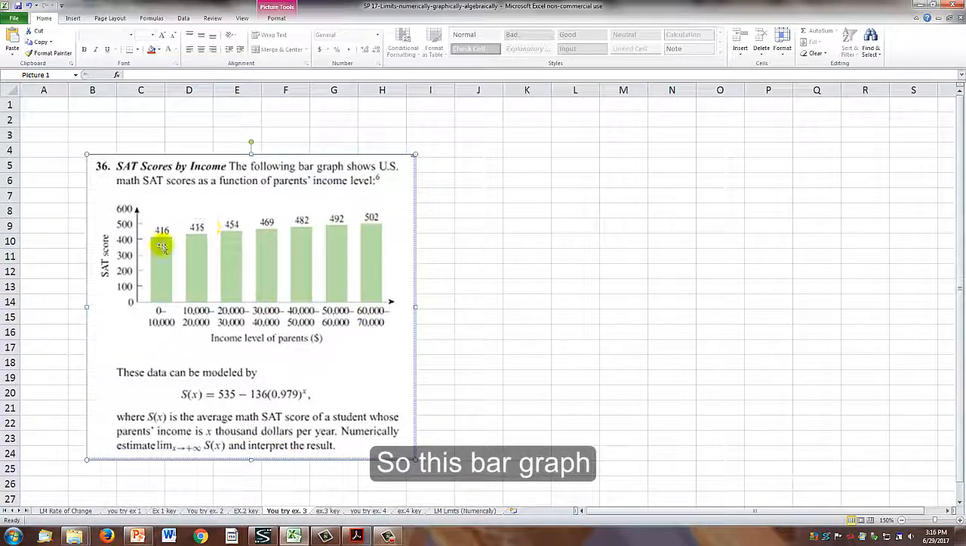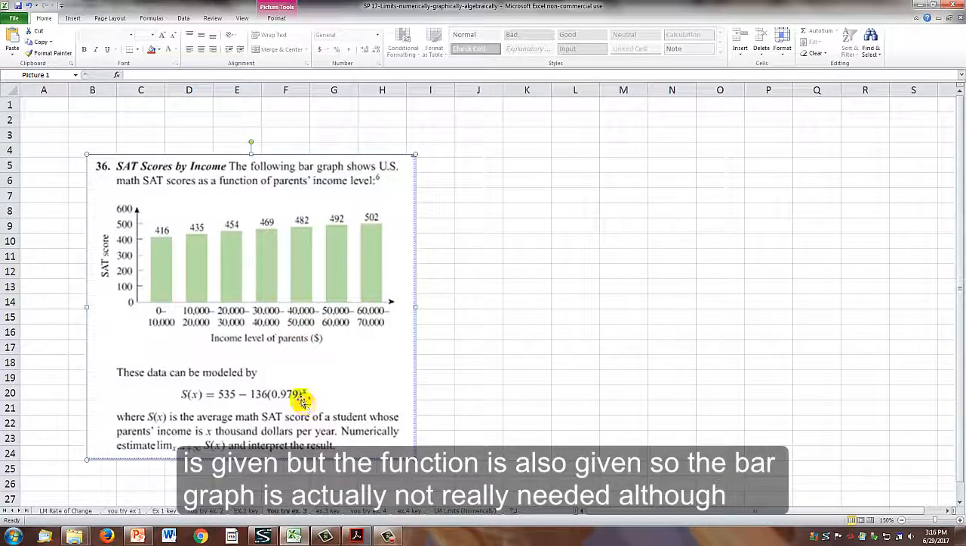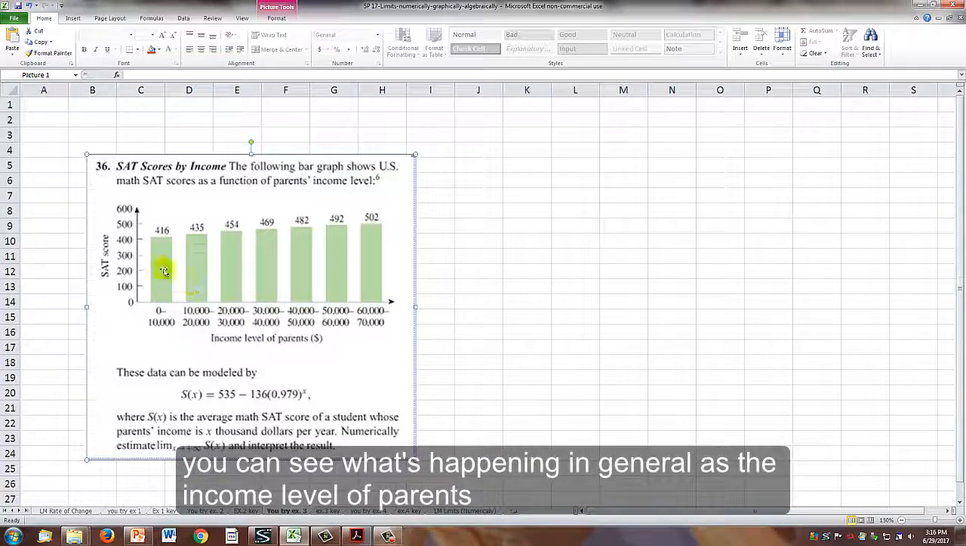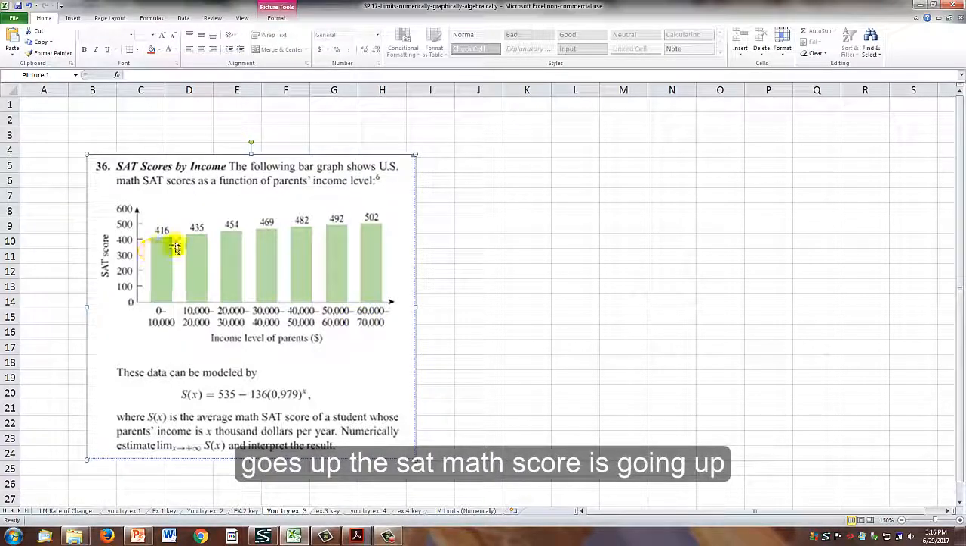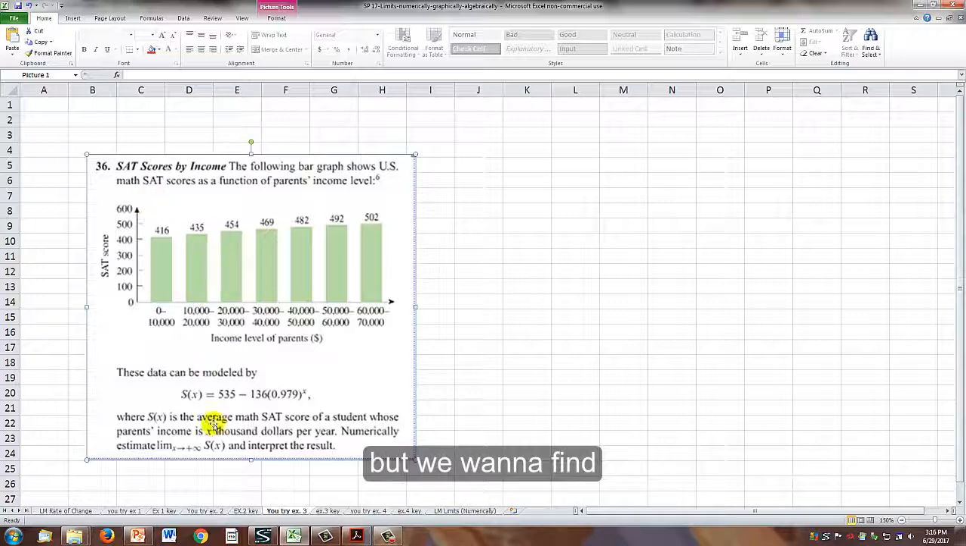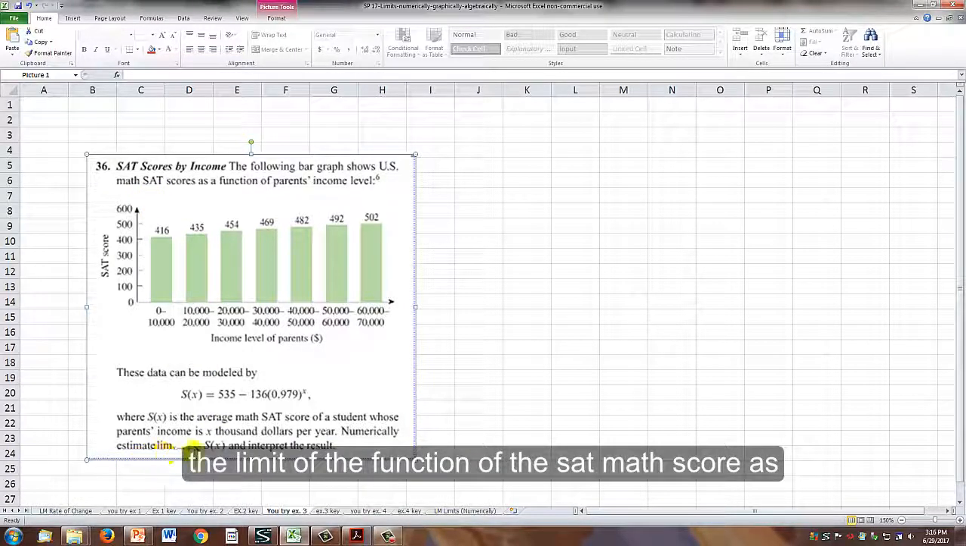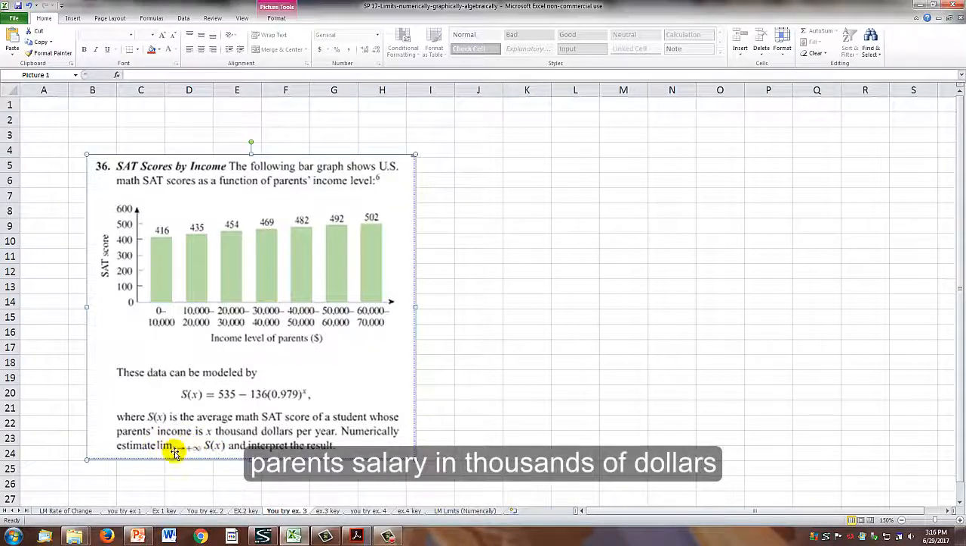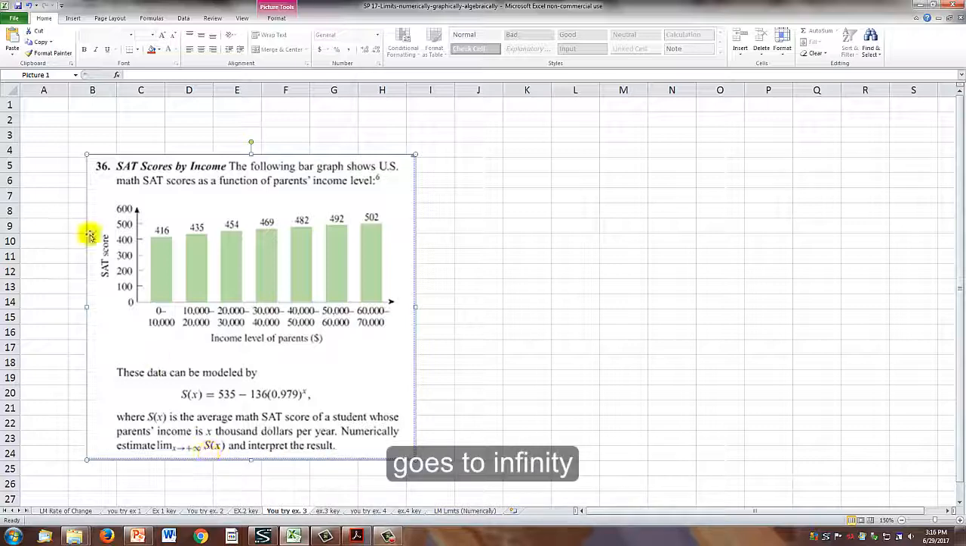So this bar graph is given, but the function is also given. So the bar graph is actually not really needed, although you can see what's happening in general as the income level of parents goes up, the SAT math score is going up. But we want to find the limit of the function of the SAT math score as parent salary in thousands of dollars goes to infinity.